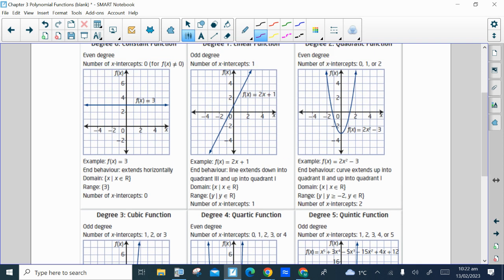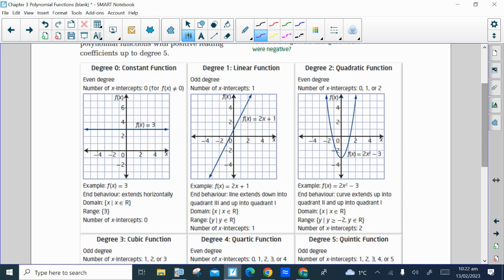So let's talk about a linear function, which is a degree 1. So that degree is an odd number. And note that there is one x-intercept. So the end behavior of this graph is that it would fall to the left and rise to the right. Now they talk about extending down into quadrant 3 and up into quadrant 1. I'm just going to simplify things by saying it falls to the left and rises to the right. Okay? This line has a positive slope.